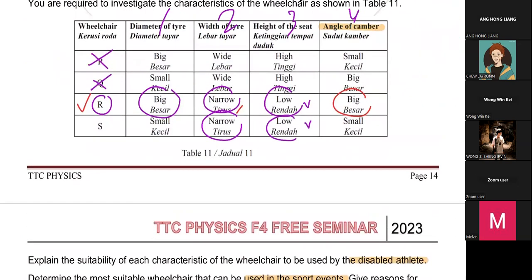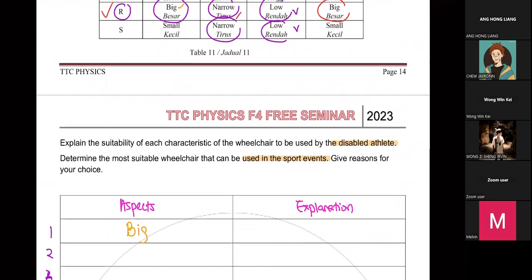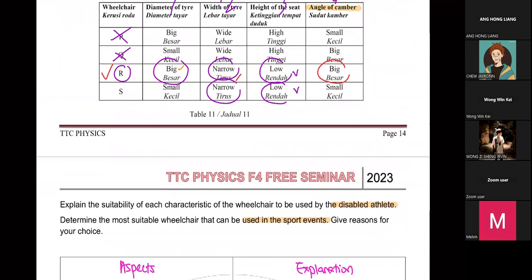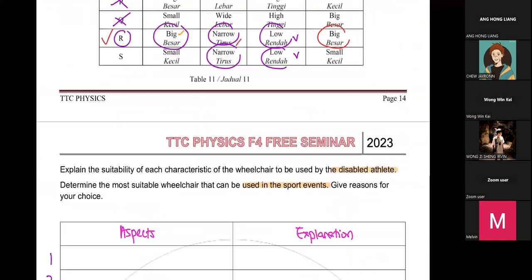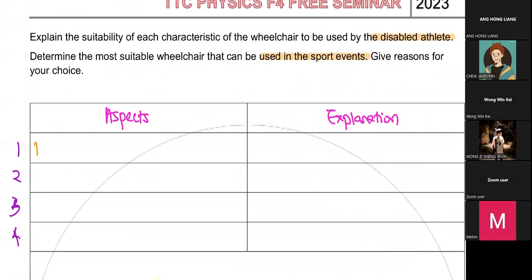Like for example, they see here big, right? They straight away write here or big like that. Can or not, guys? What do you think? Can or not? You say lah, can or not? Of course cannot lah, right? Big what? So maybe your teacher will say, you mean big angle of camber, or you mean big what? So you just say like you copy the title. So we can say something like the diameter of tire must be big. Okay, so you say the diameter of the tire must be big.